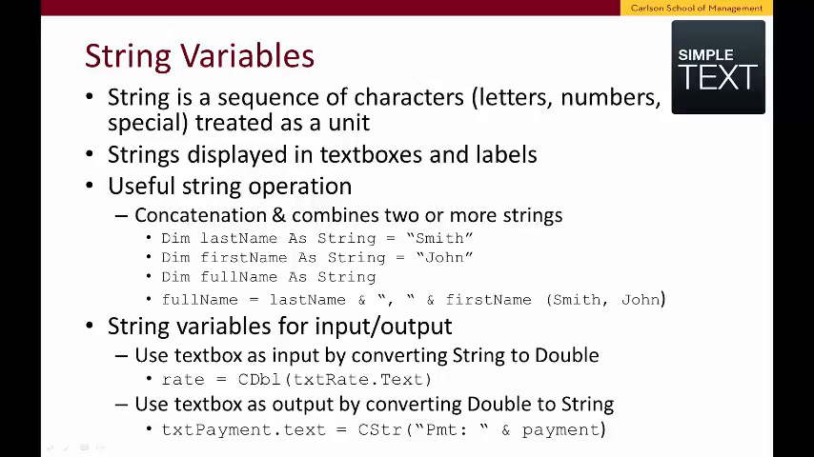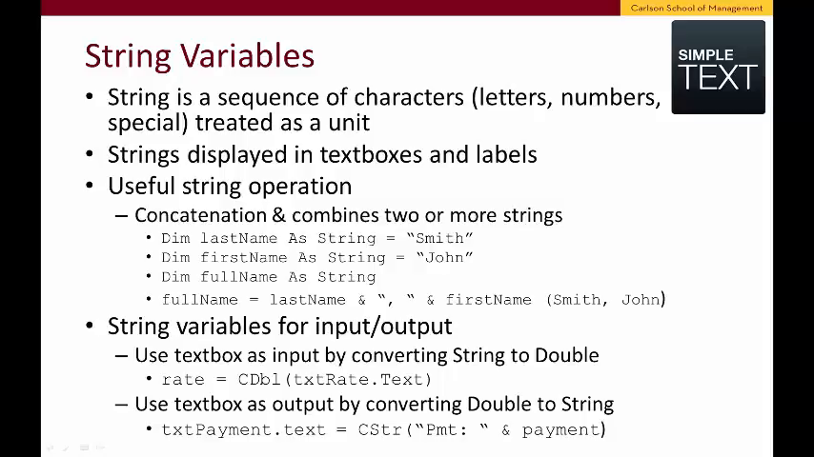Strings are just pieces of text data treated as a unit. Strings are everywhere, from labels and text boxes to command button captions. String variables are declared using the Dim statement and the String variable data type. Just like numerical variables, they can be initialized as part of a Dim statement or separately in the code.